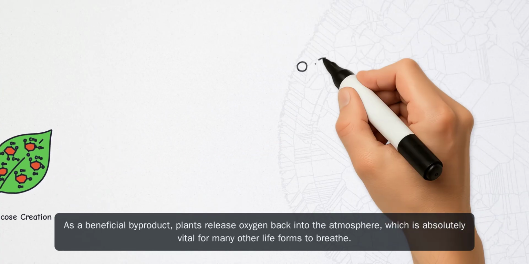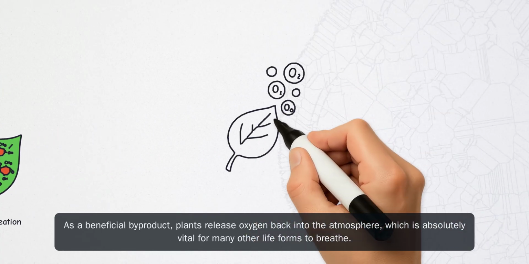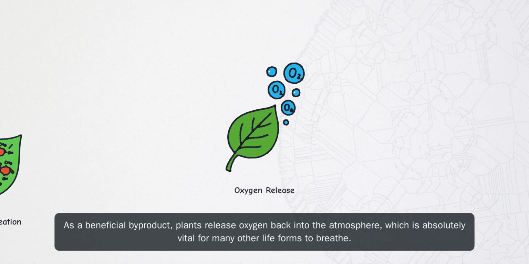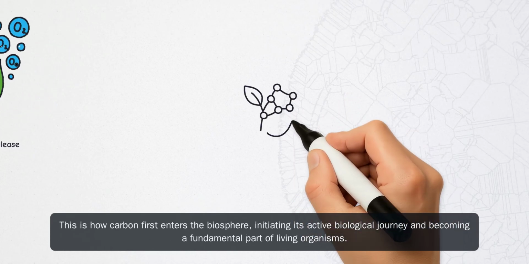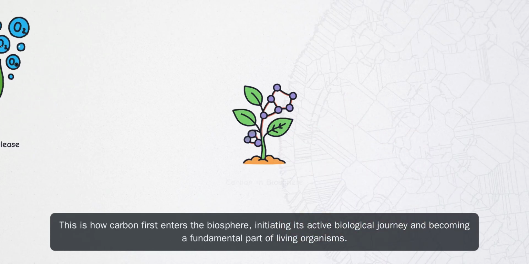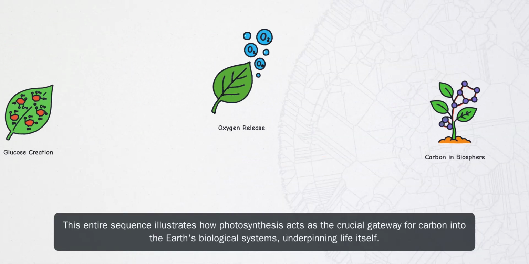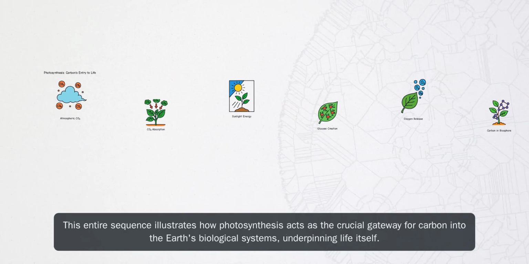As a beneficial byproduct, plants release oxygen back into the atmosphere, which is absolutely vital for many other life forms to breathe. This is how carbon first enters the biosphere, initiating its active biological journey and becoming a fundamental part of living organisms. This entire sequence illustrates how photosynthesis acts as the crucial gateway for carbon into the Earth's biological systems, underpinning life itself.